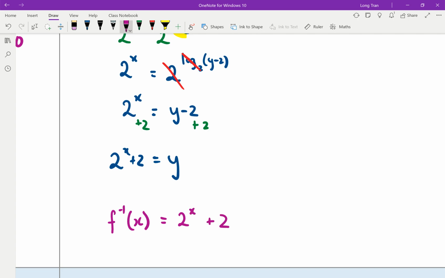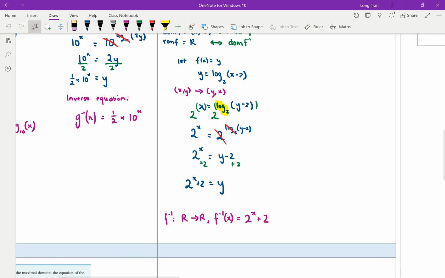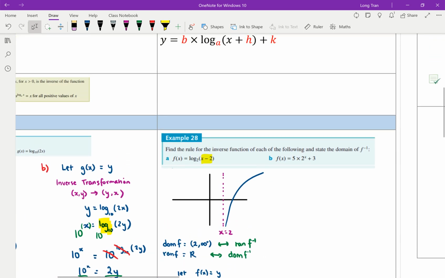Now, normally I would write it, and you should do it out of habit, because now we're working with the domain. So f inverse colon domain was R, maps onto R, and your inverse function is equal to 2 to the power of x plus 2. That's the proper way. Okay, so there you go. So that's what I would have done from the beginning.